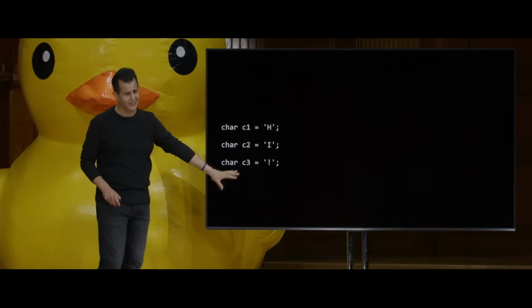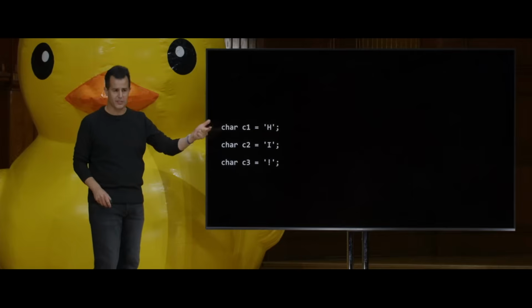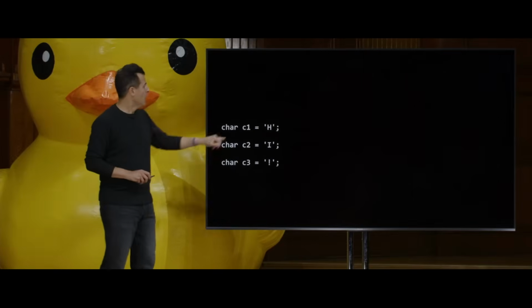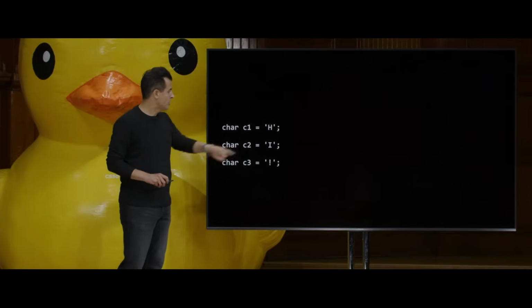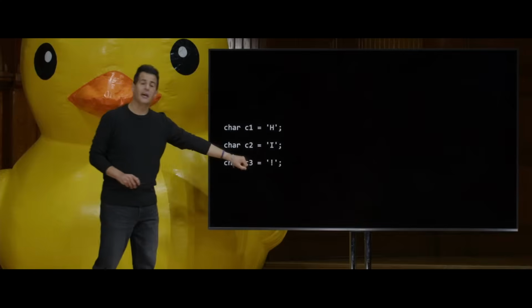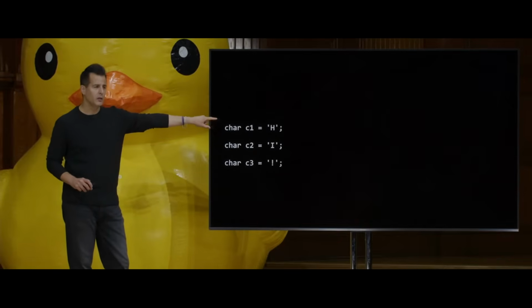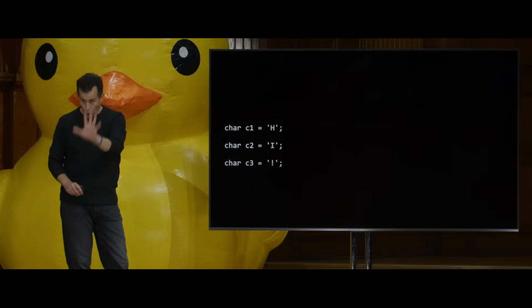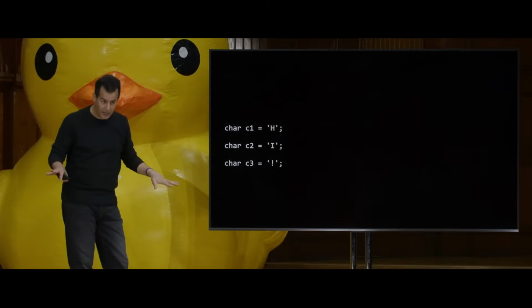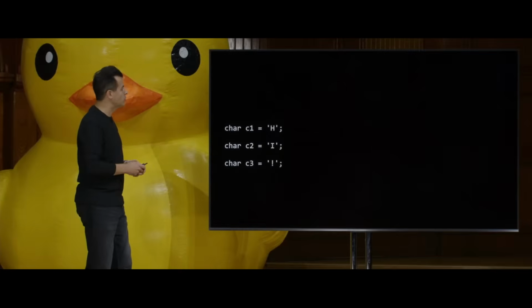Like, this is not good design because I got 3 stupidly named variables, C1, C2, C3. But let's make a point first. The first variable's value is quote unquote h. Second is i. Third is exclamation point. Why, though, am I using single quotes suddenly instead of double quotes? It's a character. Chars are single quotes. Strings are double quotes. And we'll see the distinction why in a moment.